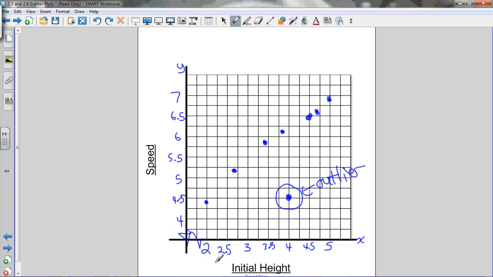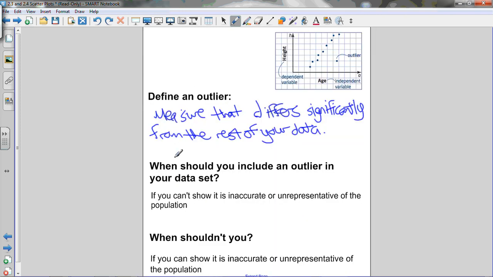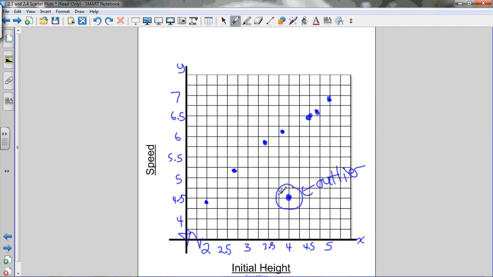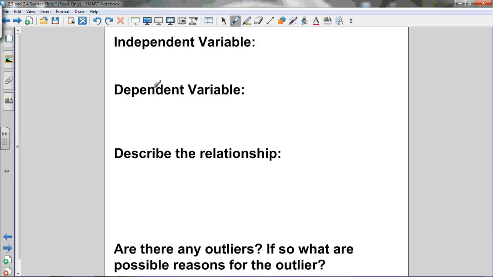Okay, if we look back to our definition of an outlier, it's a measure that differs significantly from the rest of your data. And that's exactly what this piece of information is. It's a piece of data that differs significantly from the rest. So let's just do a couple things to make sure we know everything here.